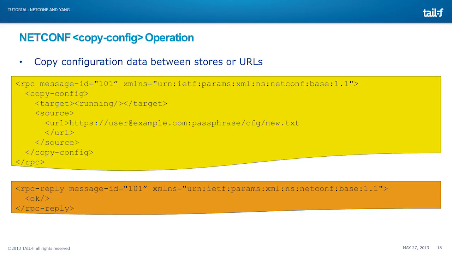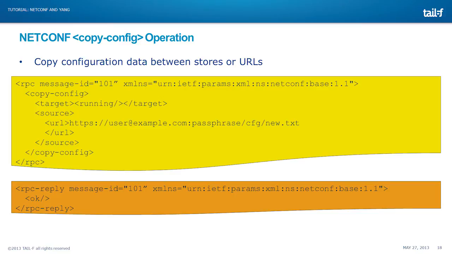The client has sent a CopyConfig RPC to the server. The target of this CopyConfig is running. So that is where the copy results will go to. The source of the copy here is specified as a URL. So from this URL, that file will be fetched, and then it will be applied into the running data store. So the contents that are being fetched would follow the schema of the data model appropriately. And again, if it succeeds, we get the RPC reply of OK.